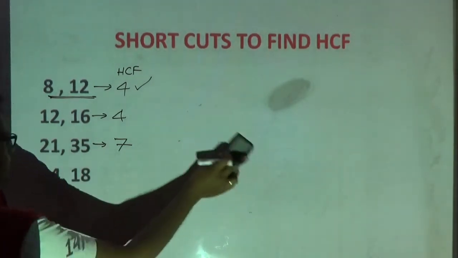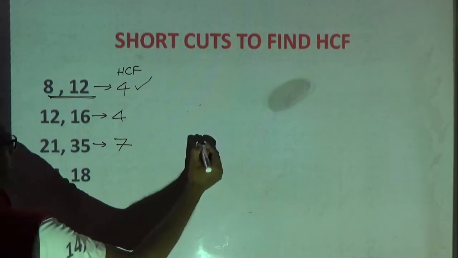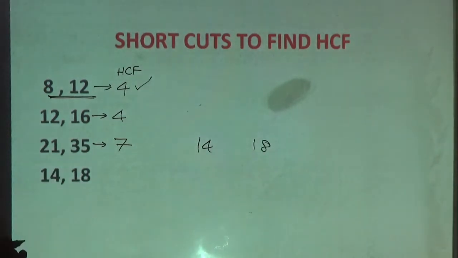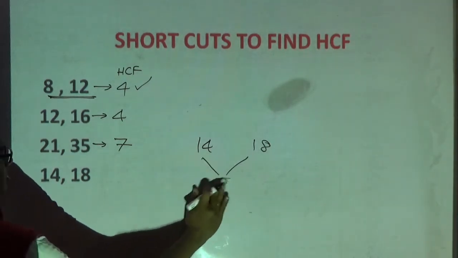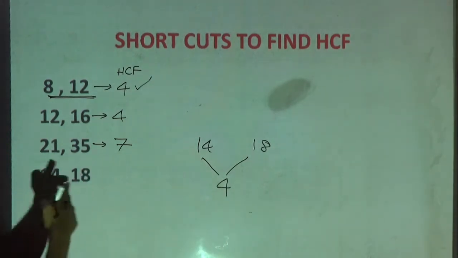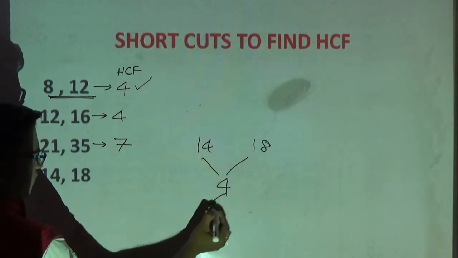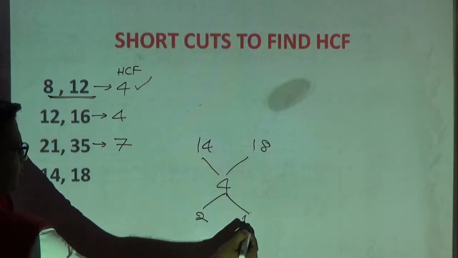Now, next question. I need to find out HCF of 14 and 18. So what is the difference? The difference is 7. No, not 7. The difference is 4, right? 14 and 18, difference is 4. Now, can you divide 14 from 4? No. Can you divide 18 from 4? No. Therefore, list out the factors here. 1 and 2 are the factors.